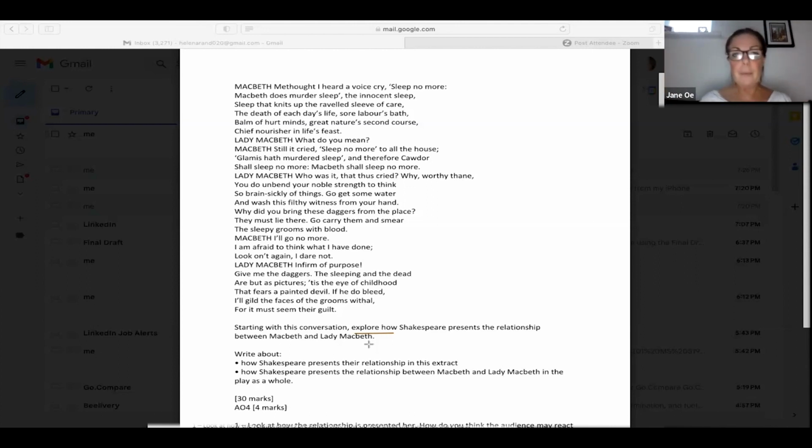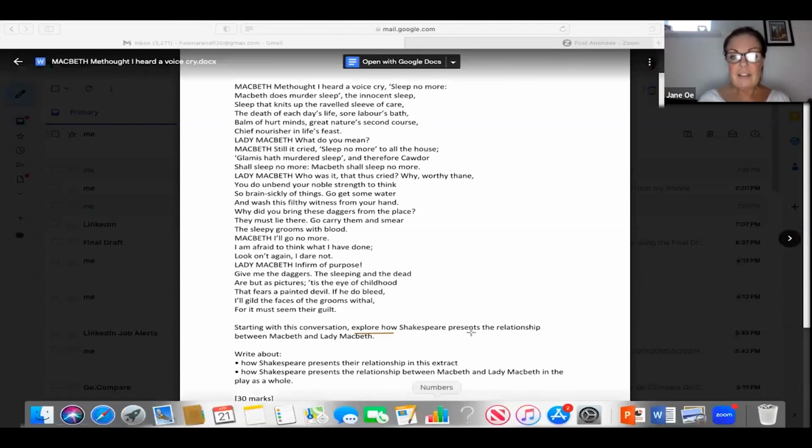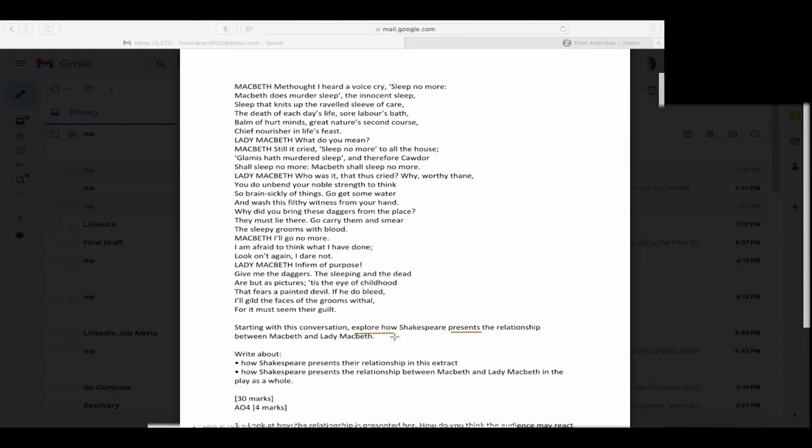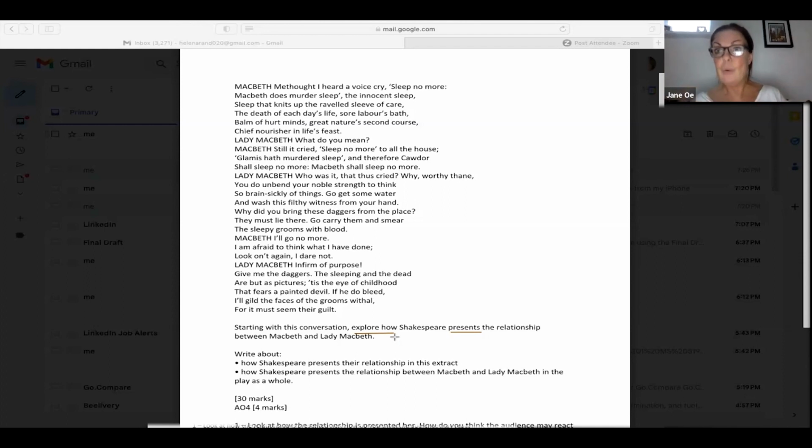Okay? So, we underline those words that are important. How's it presented? So how can a writer do anything? What's the only thing a writer can do? Use what? Words. Yeah. So the only thing that Shakespeare is doing is using language to do something. That's how he's presenting this relationship, isn't it? The words. Okay, so we're exploring the words, we're mining the words of the relationship. You're quite right there, of both of them. Okay?